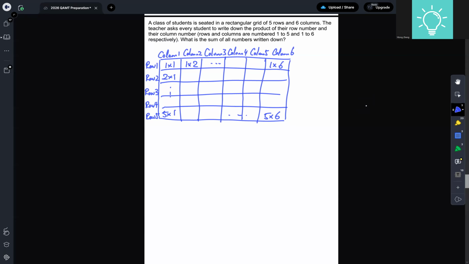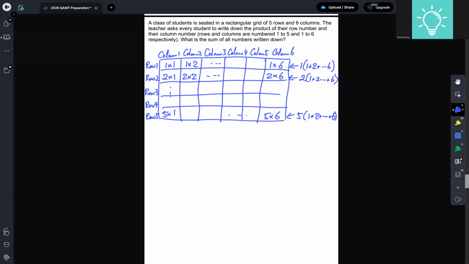Think about that. Maybe think about what is the sum of this row? Well, we can factorize out the 1, and the sum of this row is just 1 times 1 plus 2 up to 6, right? 2 times 2, 2 times 6. So what's the sum of all the numbers in that row? Well, factorizing out the 2, we get that. And in this row would be 5 times that.